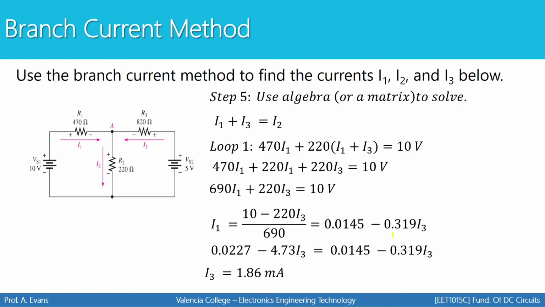Now that I know I3, I can go back to this equation right here. Plug in I3 right here and get I1. Now that I know I3 and I1, I can go back to this equation right here to find I2. And that completes the problem. You now know the current through each branch. If you needed to, you could continue on by finding the voltage drop for each resistor, because now you know the current through each resistor. And that's the basic idea behind the branch current method.